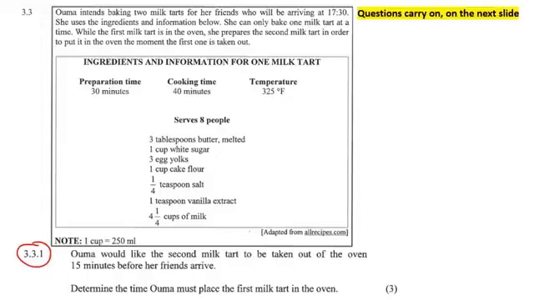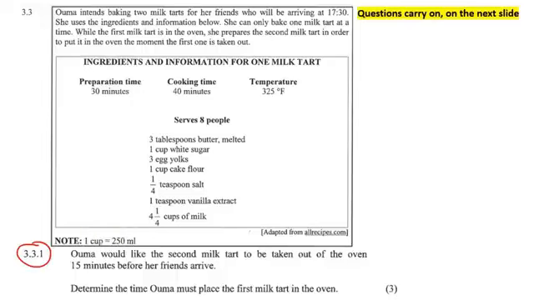Okay, so let's see what they have here. So they've got preparation time, cooking time, and it serves 8 people. Jeez, okay, they're not messing around. So it says here, Oma would like, and then it says here 1 cup is equal to 250 mils in case we need that.